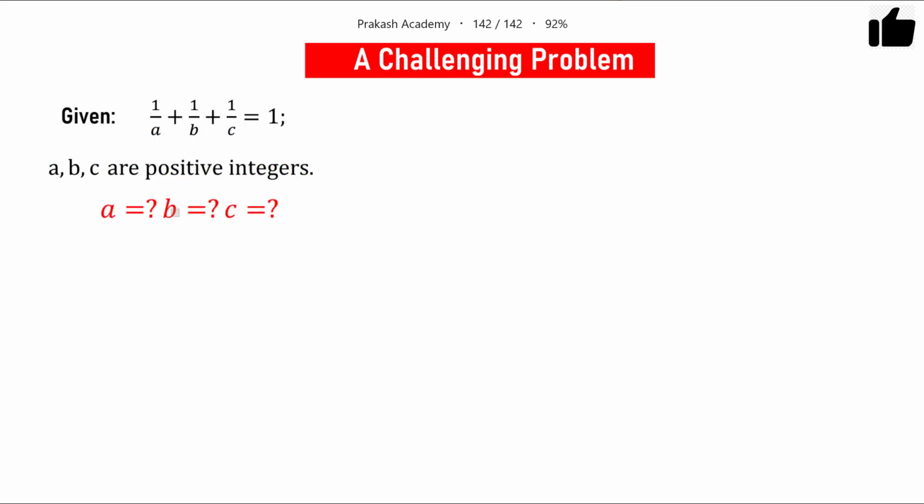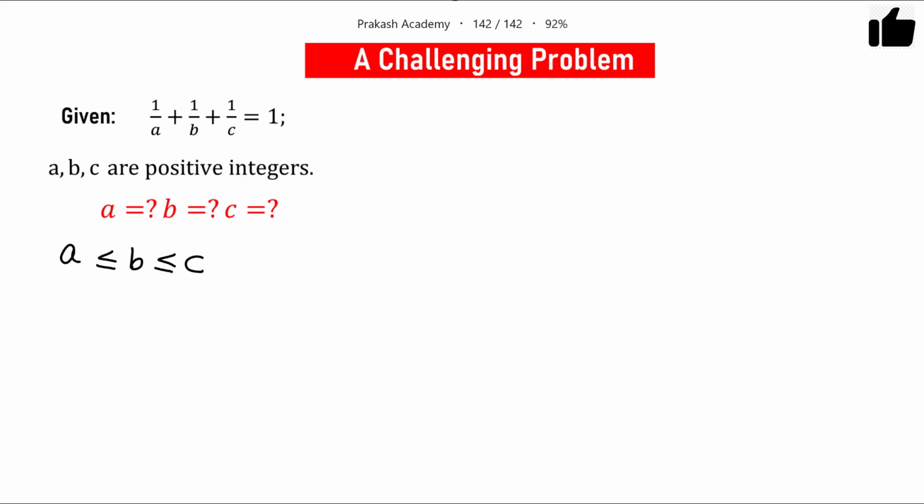In the first step, suppose there is an order between these variables. Let us say a is less than or equal to b and b is less than or equal to c. So let us assume this order. Towards the end of the problem, we will relax this assumption.